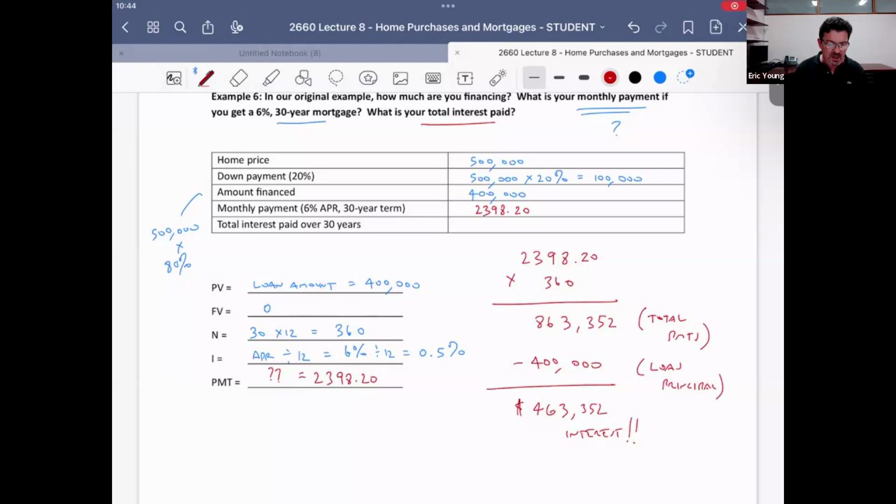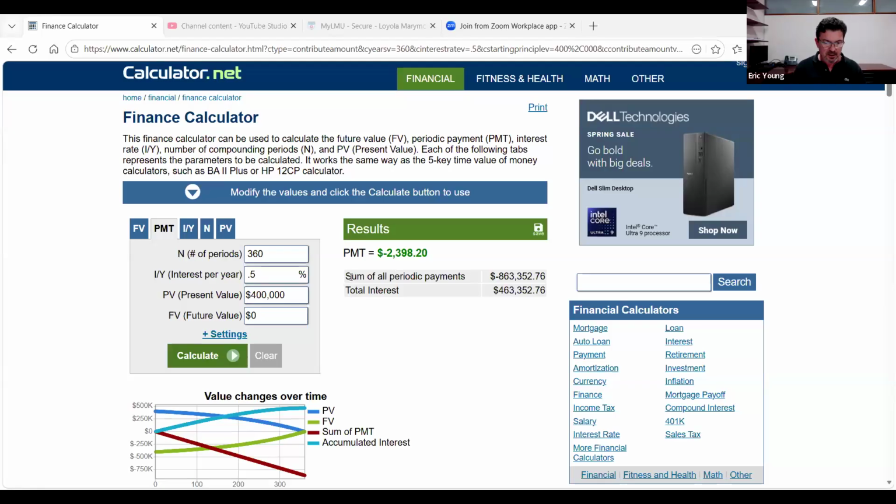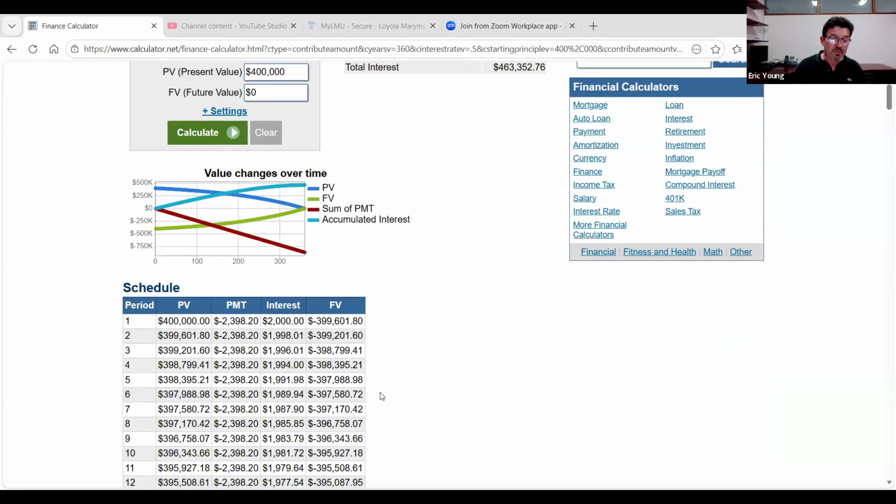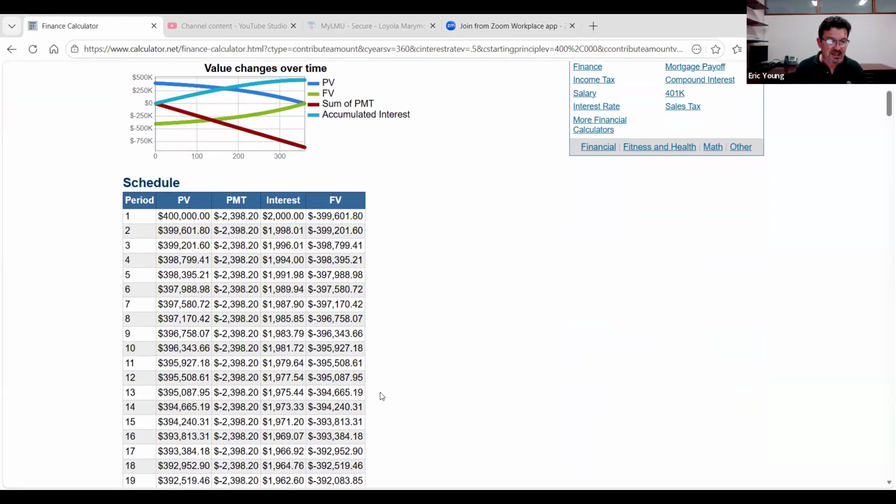But there is a simpler way. If you go back to our friends here at the financial calculator, you can see that they actually tell you here the sum of all the payments and the total interest paid. So they basically did up there in that little summary box what we did the hard way. If you scroll down, by the way, you'll also see here the amortization schedule.